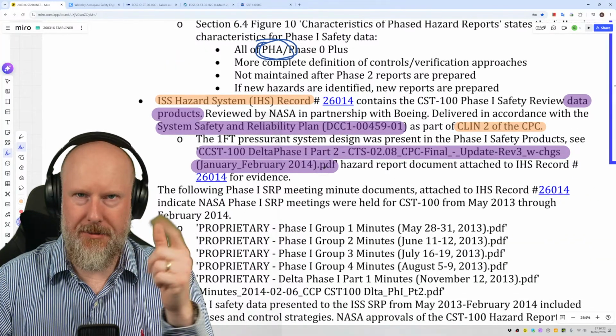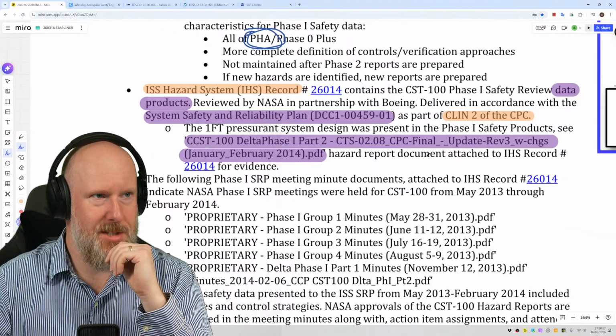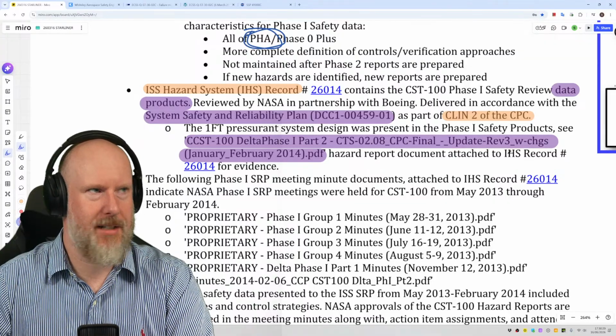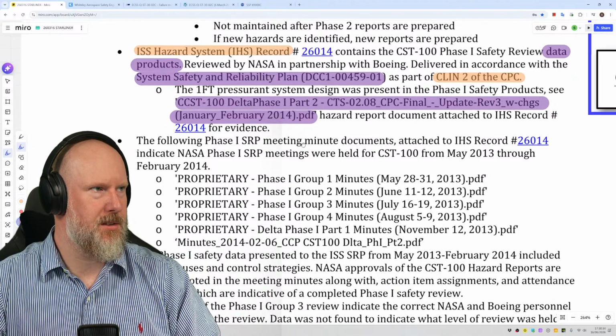And again, this should be referenced in a reference list in the appendices. Anyway, hazard report document attached to IHS record 26014 for evidence.